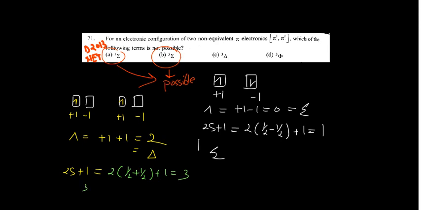So the term symbol would be delta 3. So delta 3 is also possible. So this is also possible. So you are left with this one. Obviously D is not possible, so the correct option is D.